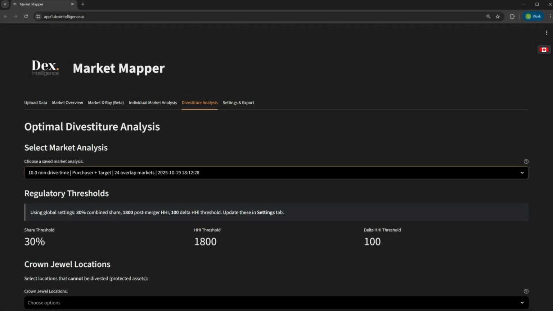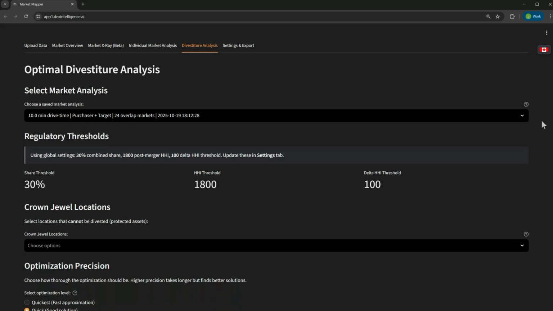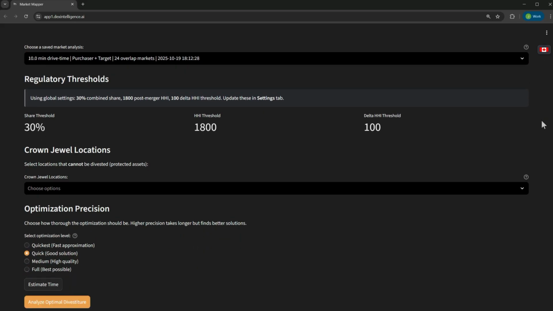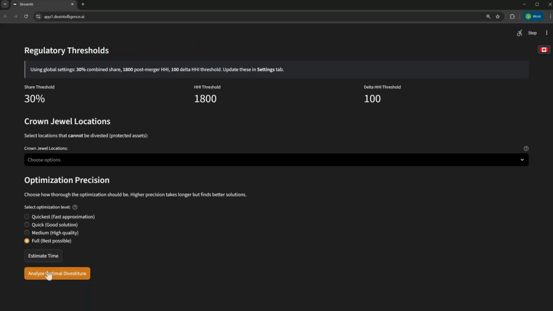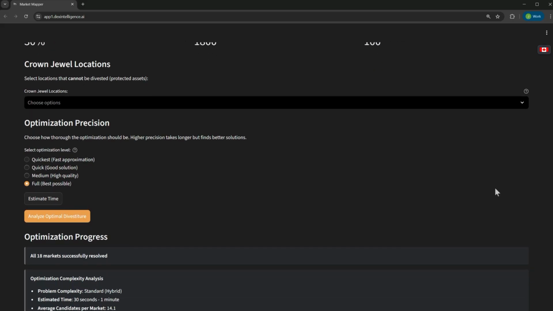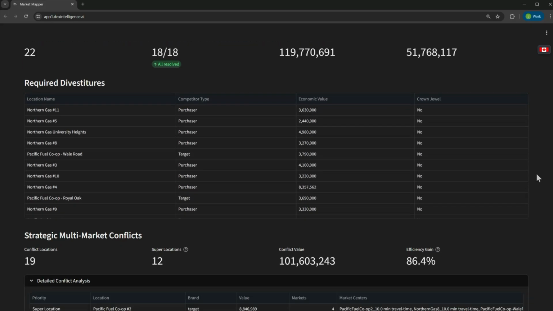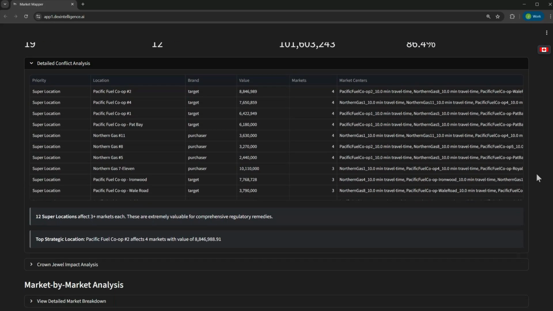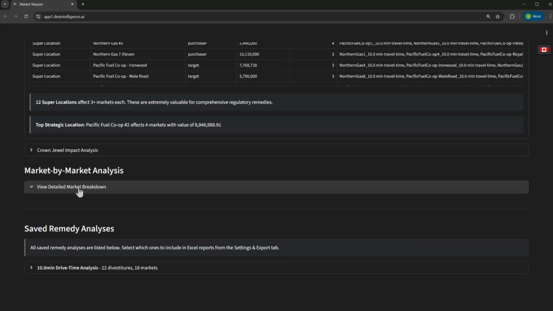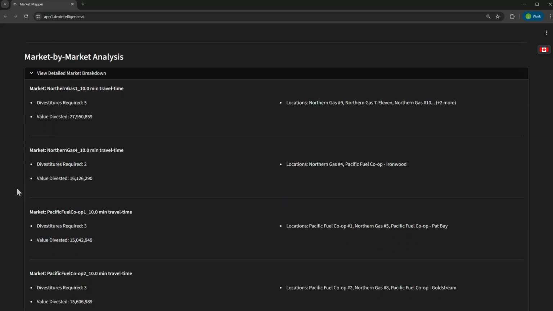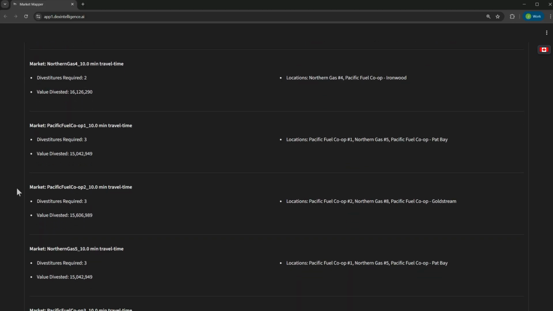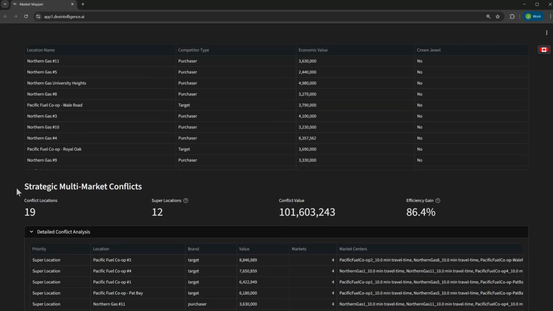In the next tab, we're able to identify what divestitures, if any, are required to get below different regulatory thresholds in different scenarios that we've considered. So all of the different multi-market scenarios we've been looking at are available here, and we can look at one that we think is particularly plausible. So we'll look at the 10-minute drive time market definition. And this is going to identify the optimal remedy package that gets us below the share and HHI thresholds in all of these markets after the merger, but giving away as little value as possible.